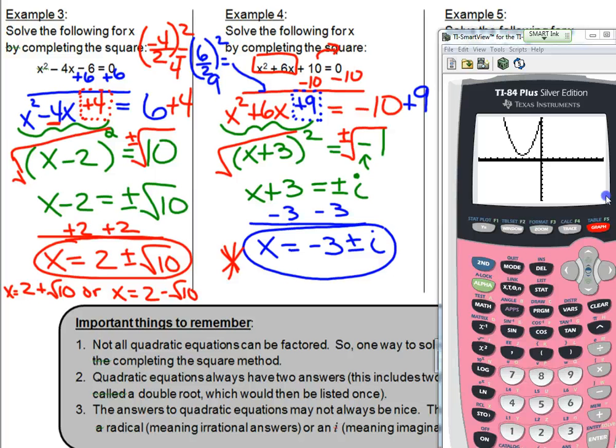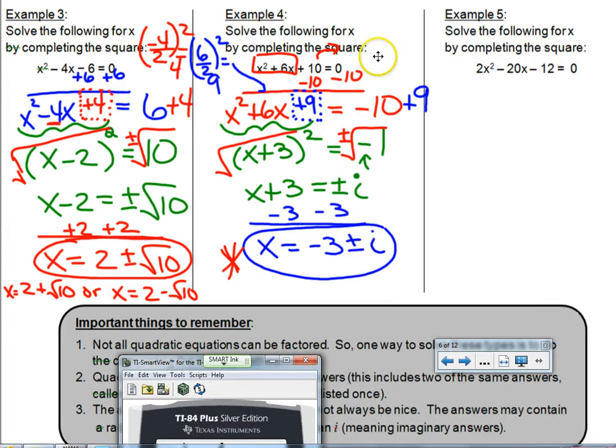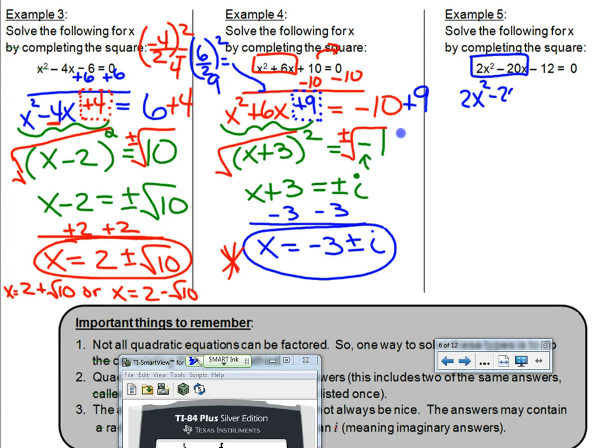Okay, and last problem, Example 5. All right, so I need to get rid of the negative 12 because that's in the way. So we're going to add the 12 over.